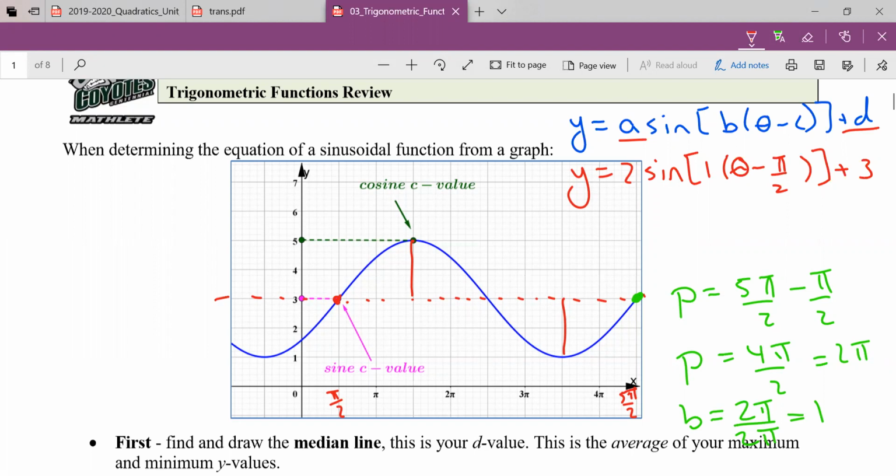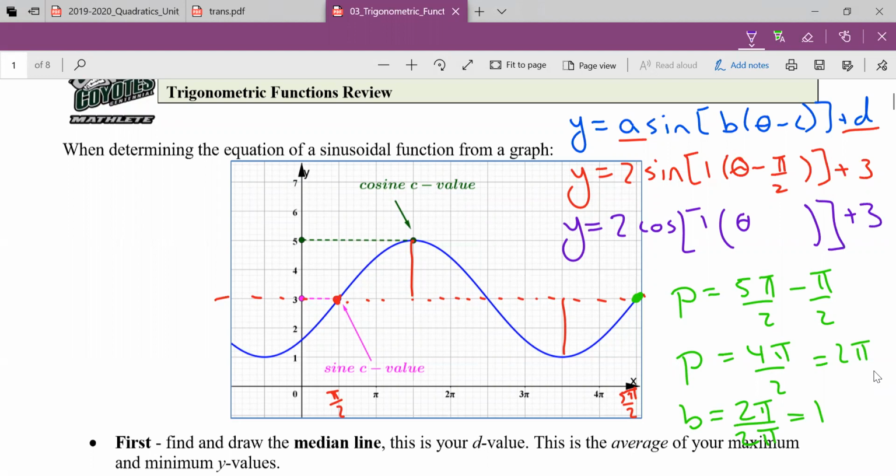What about a cosine graph? Well, let's figure that out. It's actually really easy. Cosine, the good news is if you can find the equation of one, you can find the equation of the other because nothing is going to change except the C value. So I just copy down all that.